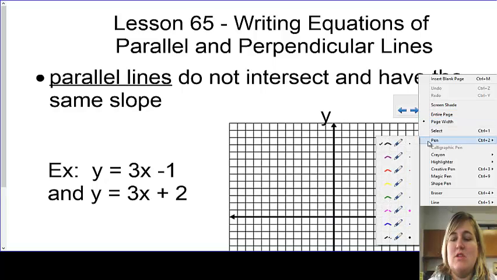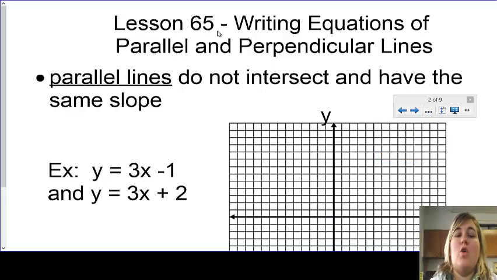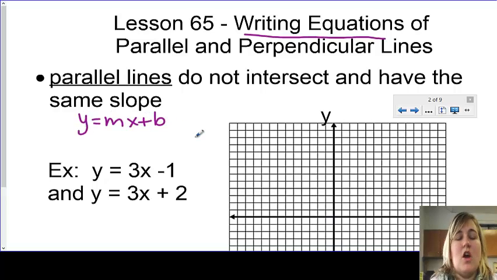Okay, the same slope. Whenever we're talking about writing equations, which is what we're talking about today, you should know which part of the equation is the slope. So you should know y equals mx plus b. This is our slope-intercept form, where m is our slope and b is our y-intercept.